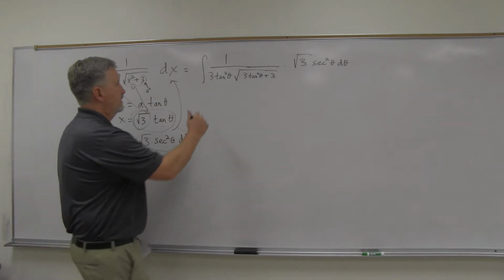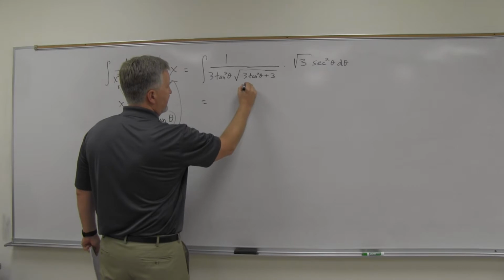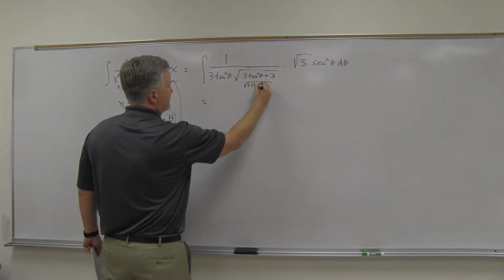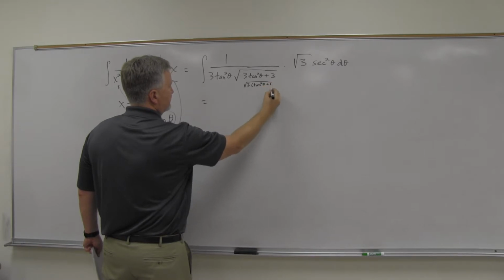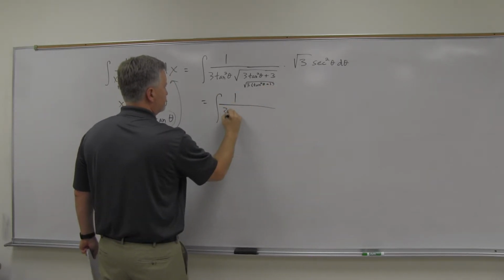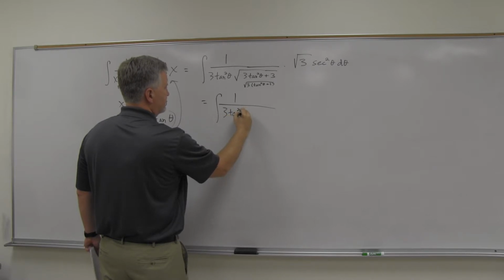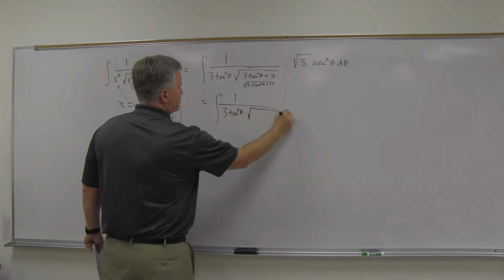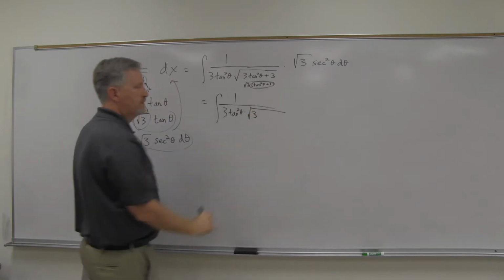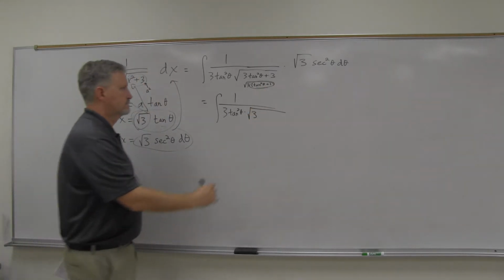Again, this right here becomes, well, we can factor off 3, so it becomes 3 times the tangent squared theta plus 1. That's going to become the square root of 3, and then tangent squared plus 1, that's secant squared theta.